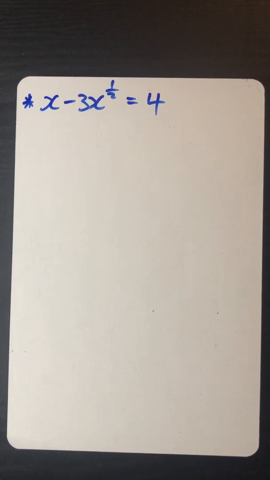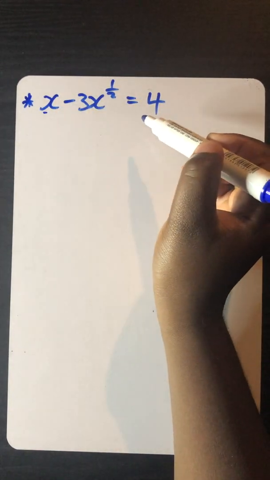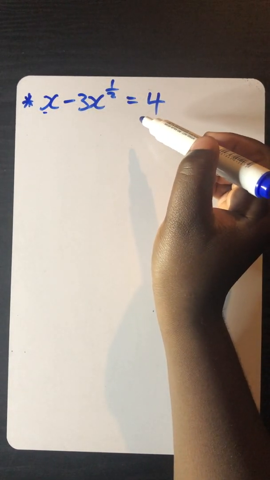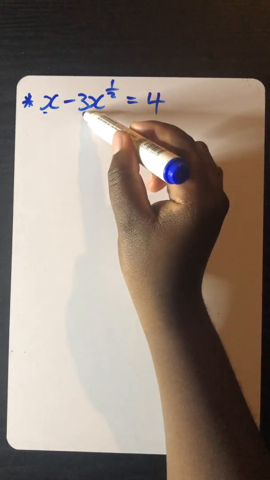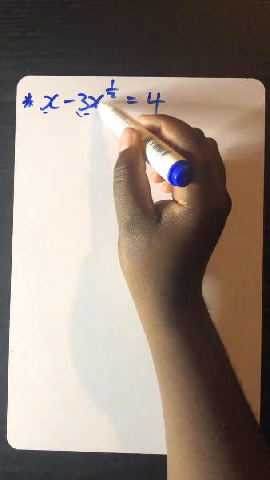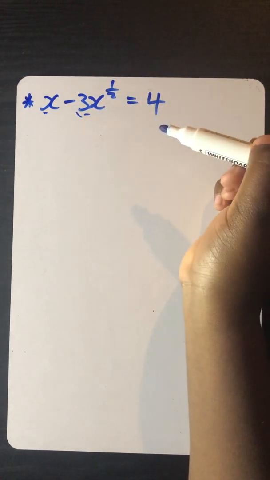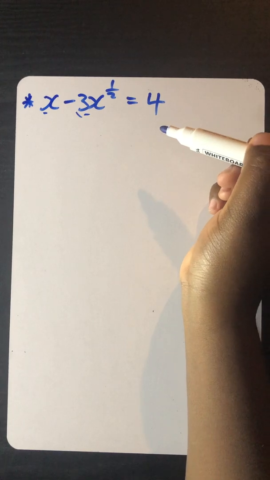So ladies and gentlemen, this is an interesting question, okay? So guys, what's your first step in that case? This cannot easily be expanded. This also, you cannot simplify that 3. This is x to the exponent half. This is equated to 4. What a tricky question, ladies and gentlemen.